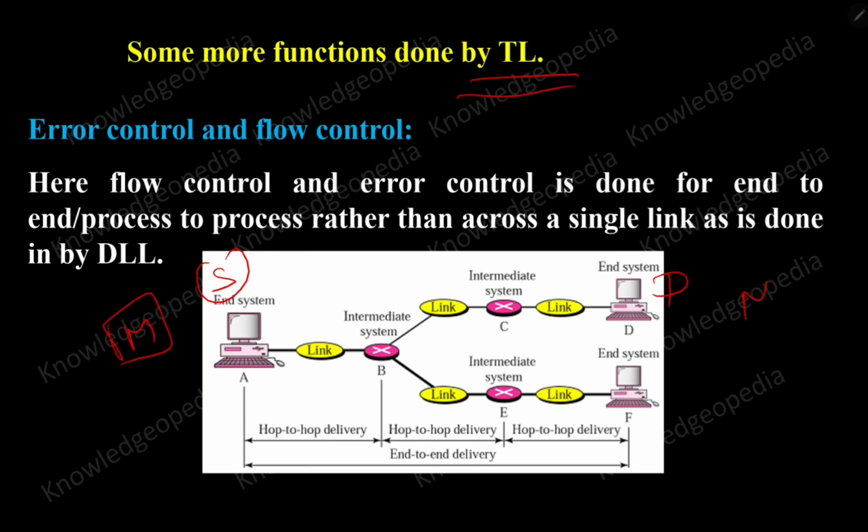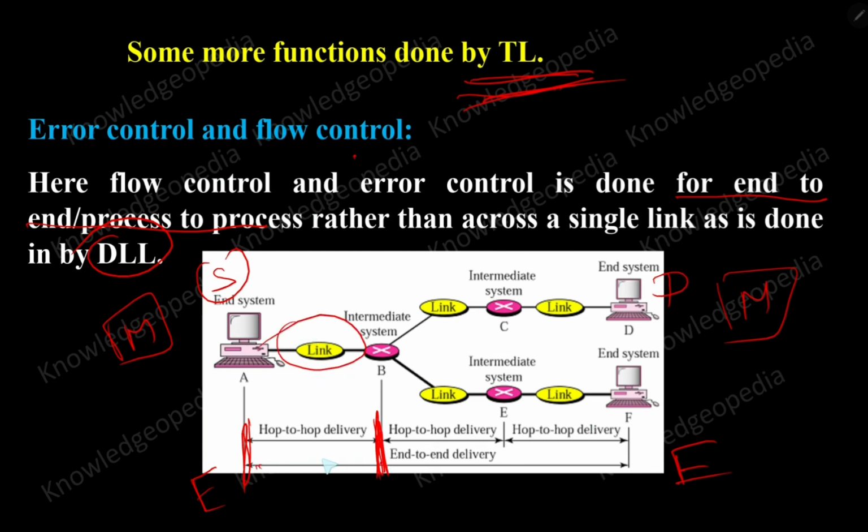When we are transmitting a message from source to this destination, it can be broken into a number of packets and transmitted. So for every packet, from one hop to the other hop, the checking of error control and flow control is done by the data link layer. But from this end to the other end is taken care of by the transport layer. So the transport layer performs error control and flow control end-to-end, process to process, rather than across a single link. Across a single link is done by the data link layer.